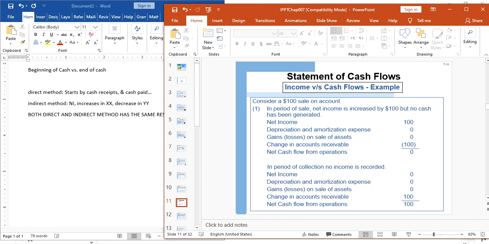Now, what if the receivable is collected? The change in the receivables is $100.